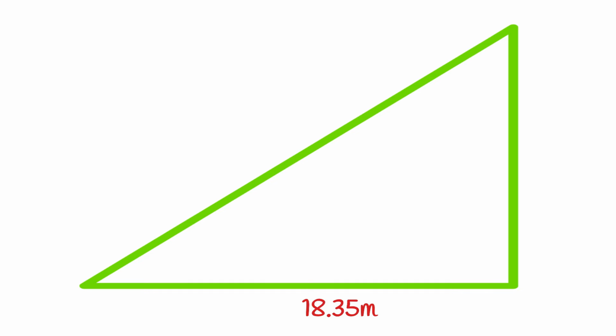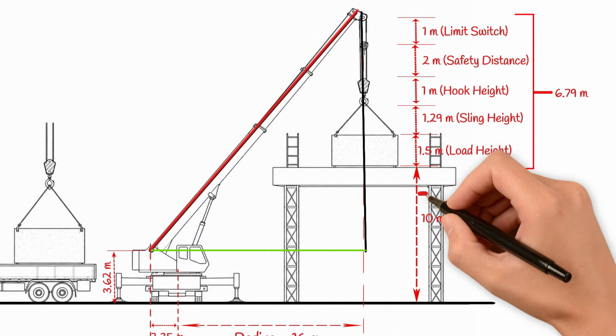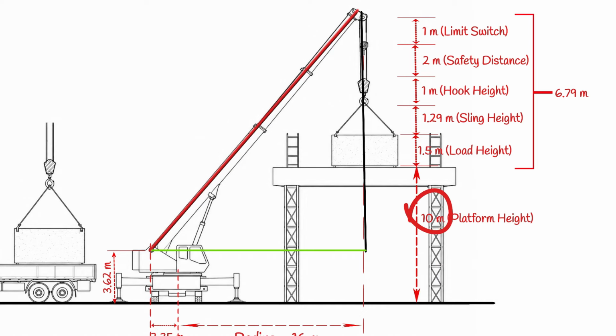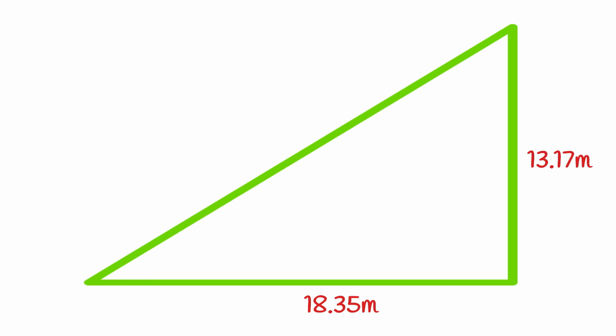For the vertical component, we sum all the vertical distances together and then subtract the crane height. From the limit switch down to the load height, the total vertical distance is 6.79 meters. So, 10 meters platform height plus 6.79 meters minus 3.62 meters crane height gives 13.17 meters.